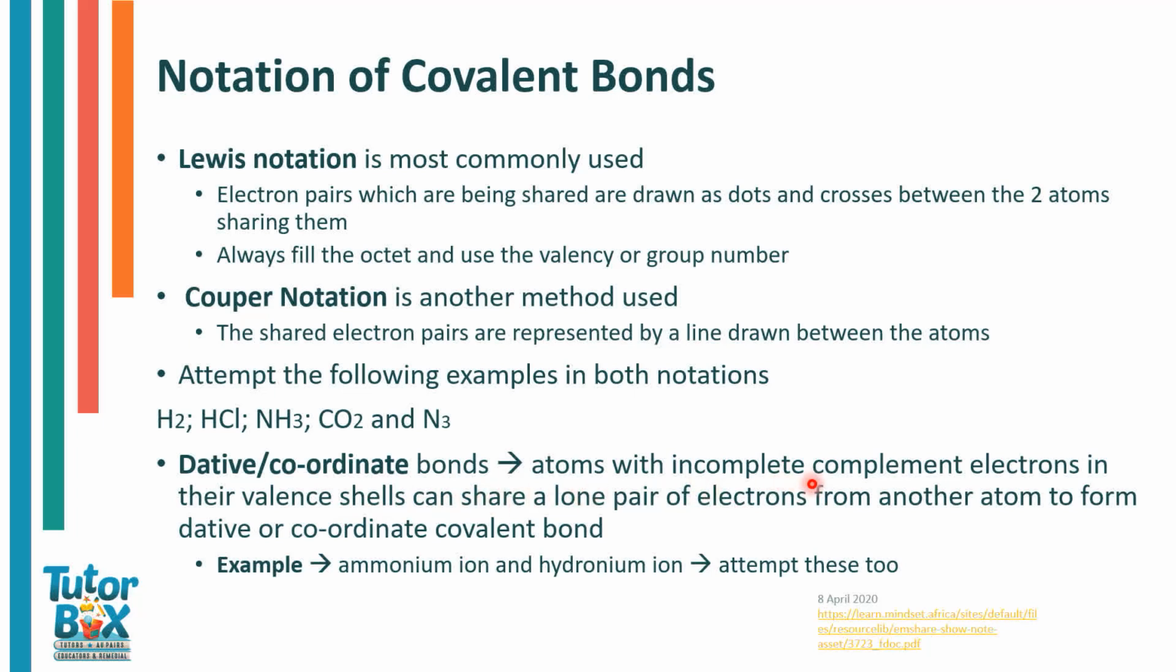So this is when an atom has an incomplete complement of electrons in its valence shell. And having this property means it can share a lone pair of electrons from another atom to form a dative or coordinate covalent bond. So the examples are going to be ammonium and hydronium. Attempt these two just as a bit of active recall, and then I shall go through the answers in detail with you.